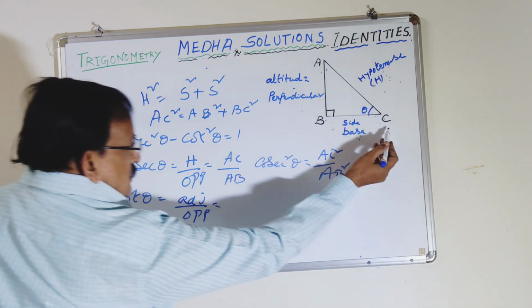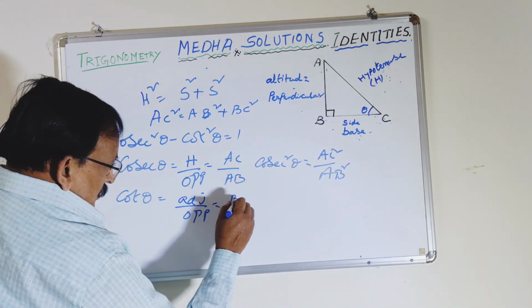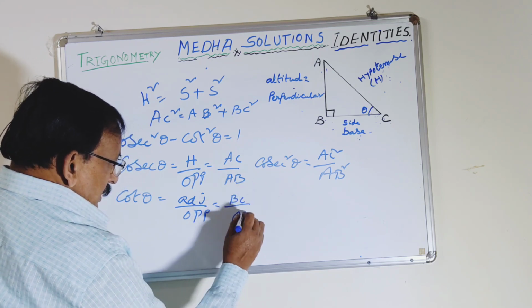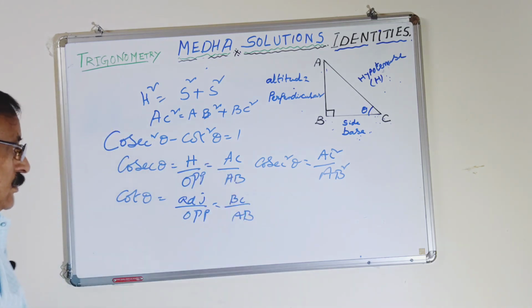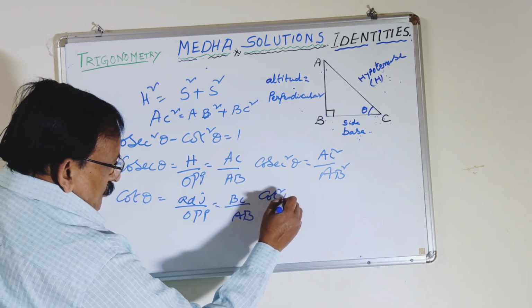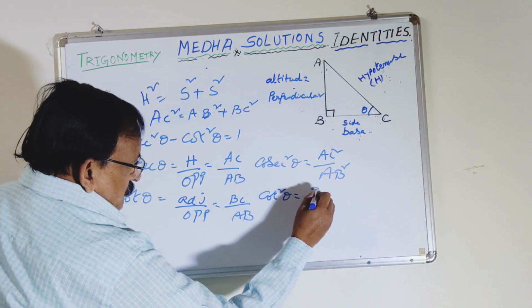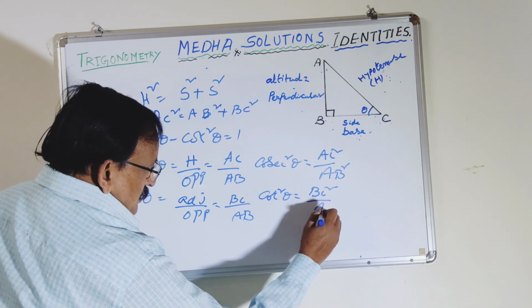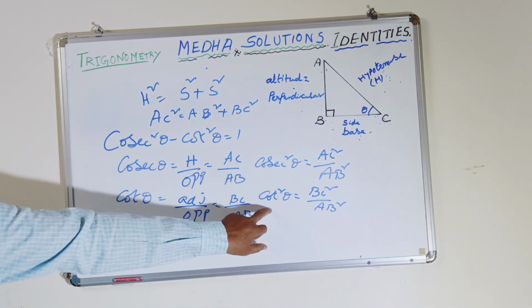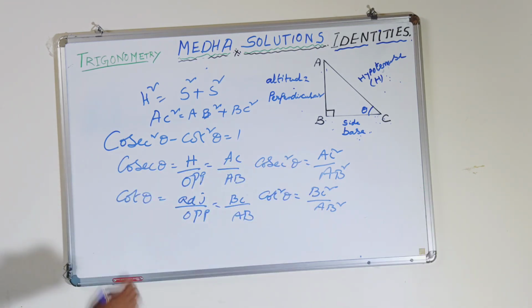So here adjacent is BC by AB. Now cot square theta is BC by AB, squaring this gives BC square by AB square. Now cosec square theta minus cot square theta, subtract these values.